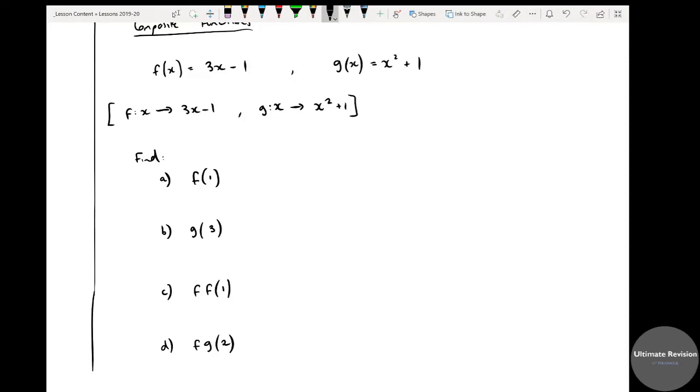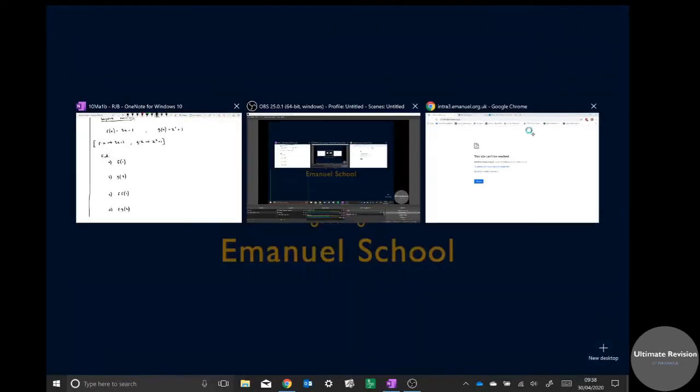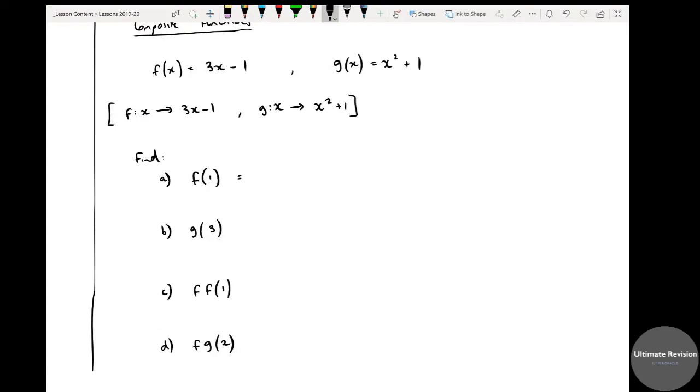Okay, so f of 1, this is equal to, remember you replace the x with whatever's in the bracket, so it's going to be 3 times 1 minus 1, which is 3 minus 1, which is 2. Okay, we did that last lesson. g of 3, okay, well that's going to be 3 squared plus 1. 3 squared is 9, plus 1 is 10.